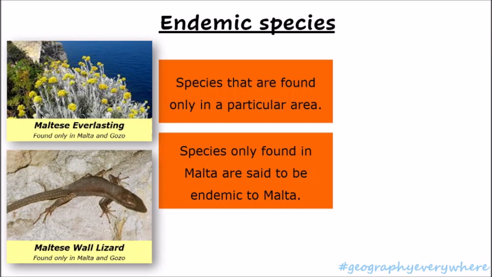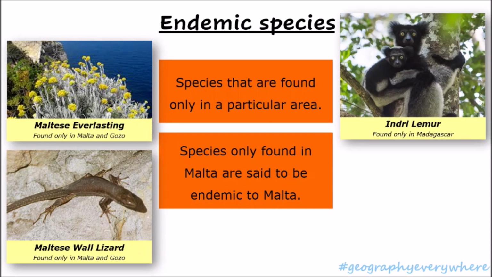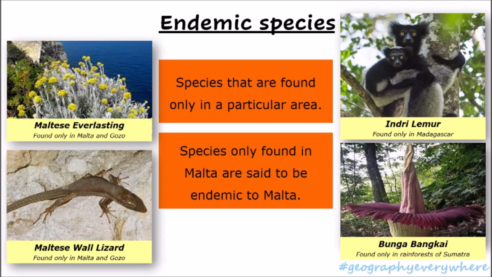The Maltese wall lizard is also only found in Malta and Gozo, so it's endemic to Malta and Gozo. Indri lemur is actually found in Madagascar, but it's only found here and nowhere else in the world. So we can say that this species of lemur is endemic to the island of Madagascar. This plant, which is also called corpse plant because it has such a terrible smell, is only found in rainforests of Sumatra. So we can say that it's endemic to the rainforests of Sumatra because it only lives in this place and nowhere else in the world.